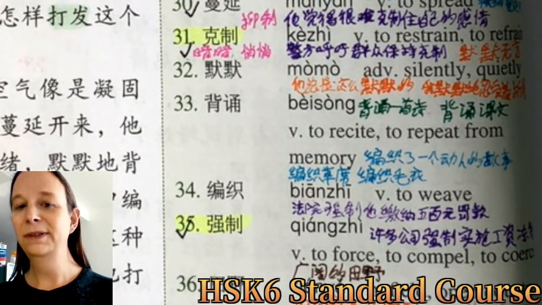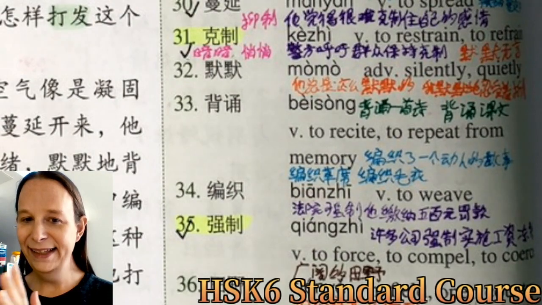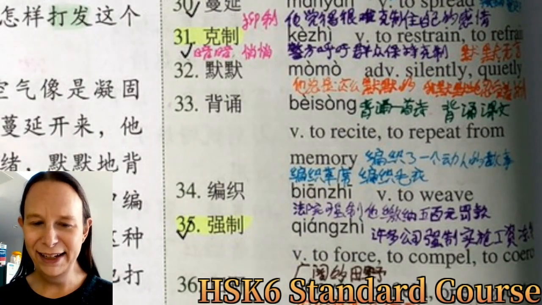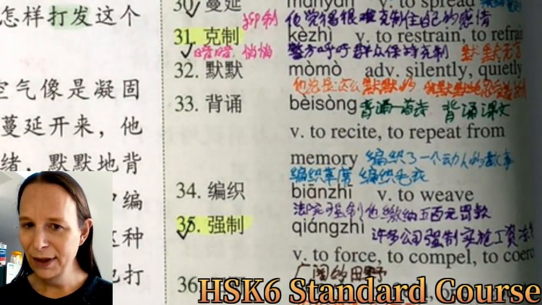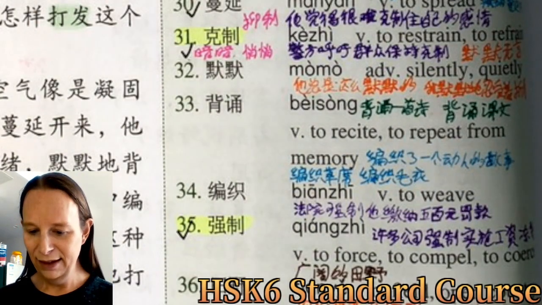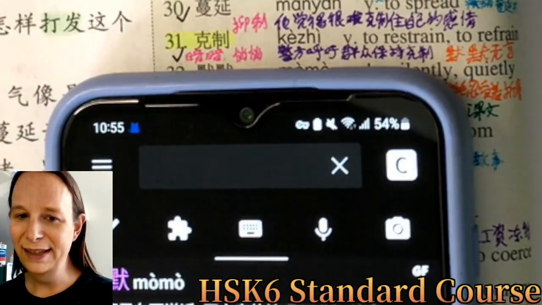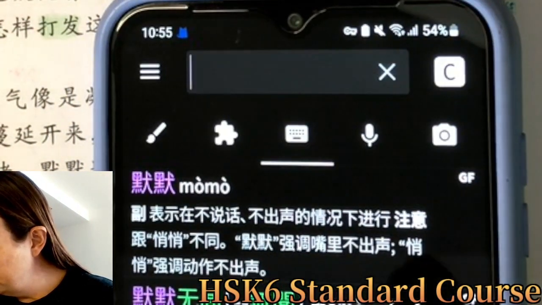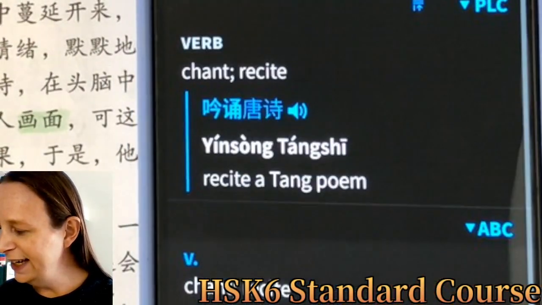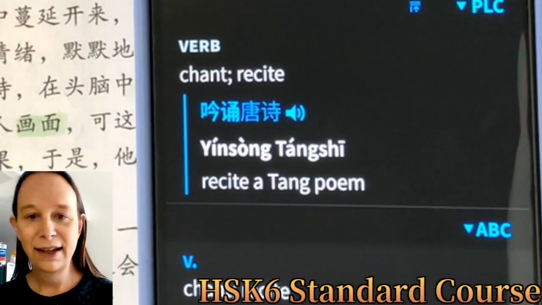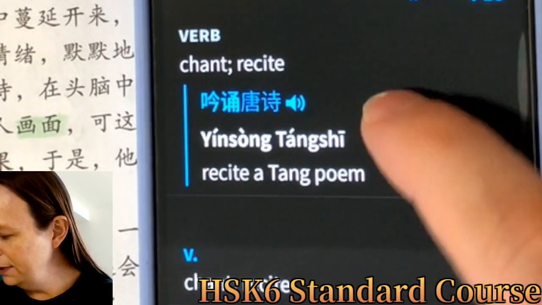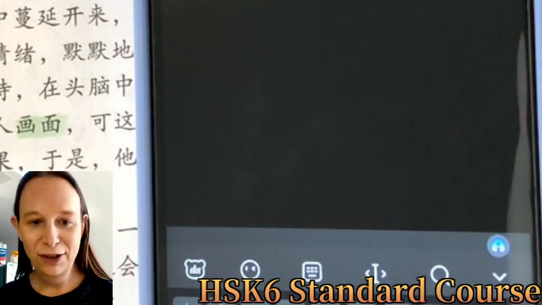Next is 背诵. Yeah, so 背诵. 背 in this case, it's the character for your back, but here it doesn't really relate to your back in any way, I don't think. 诵 means to recite. I think there's like 吟诵. There's other words with that. 吟诵, this one. Chant, recite, yeah. 吟诵唐诗.